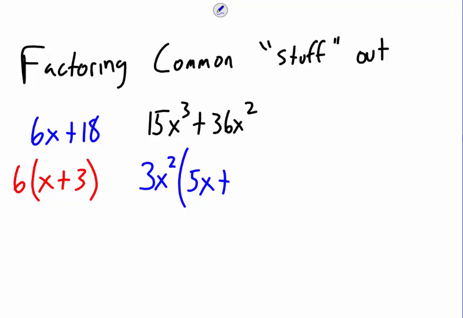Drop the plus sign down. 36 divided by 3 is 12. And we're taking x squared divided by x squared, or we're taking an x squared out of an x squared. So there's nothing else left. And that's that.